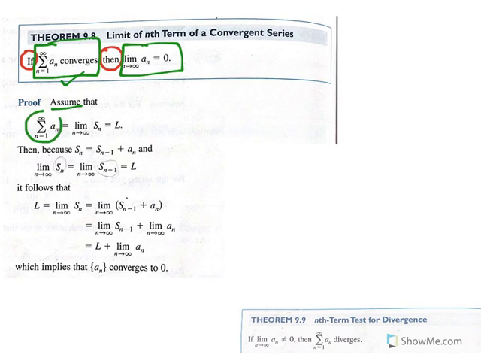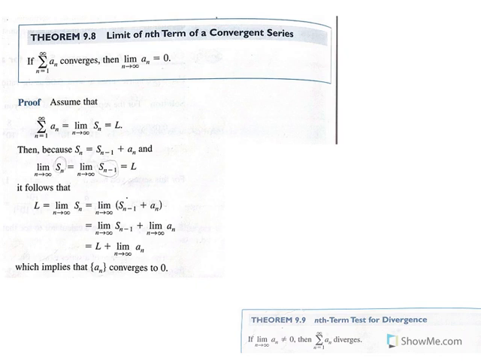So we have an infinite series that converges. What does it mean for an infinite series to converge? It means that its sequence of partial sums converges. So this is the nth partial sum, and the limit of the nth partial sum as n approaches infinity exists. This is what it means for a sequence to converge, and we start with that. So we want to reason logically until we arrive at the conclusion.